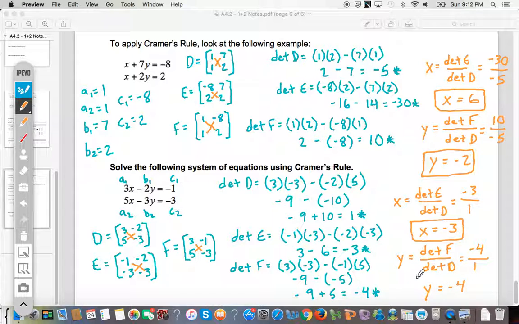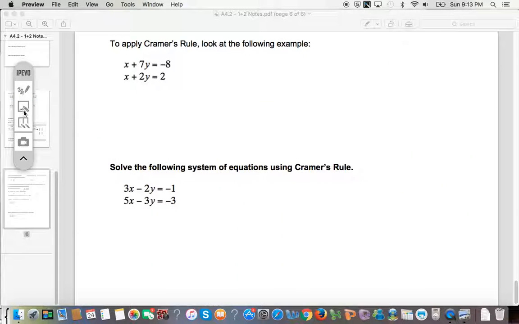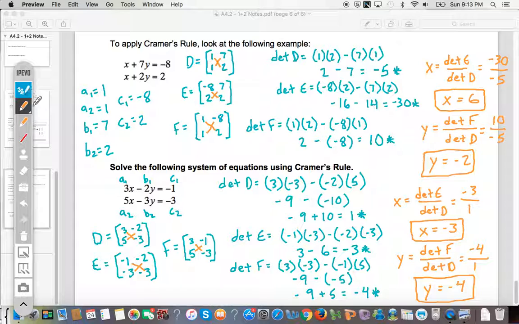So y equals negative 4. So again, if we used elimination, we would find that x equals negative 3 and y equals negative 4. Whoops. If we use substitution, we would find that x equals negative 3 and y equals negative 4. And if we were to graph these, we would see that these lines intersect over here at the point negative 3, negative 4.